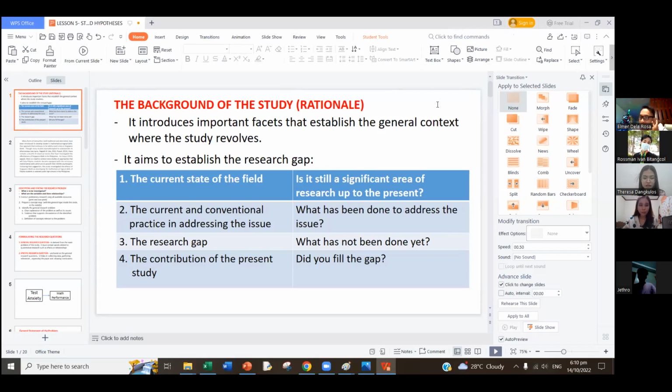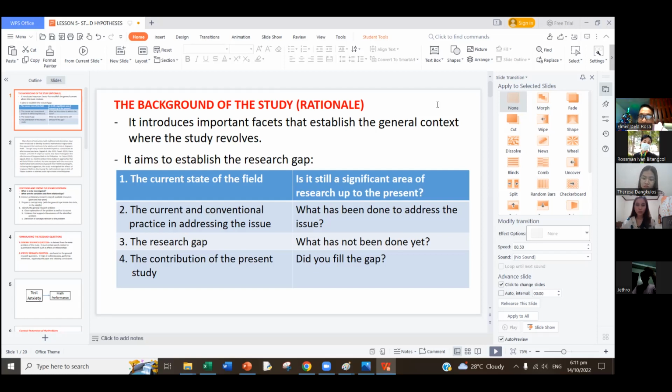Okay. So, in the new format, after the title is the rationale of the research paper. Pero basically, ang rationale is talking about the background of the study. Its purpose is to introduce important facets or areas, or what are the features that establish the general context where the study revolves. So parang it gives us a bird's eye view, ano ang tungkol sa study na to. And the primary objective of the rationale is to establish the research gap.